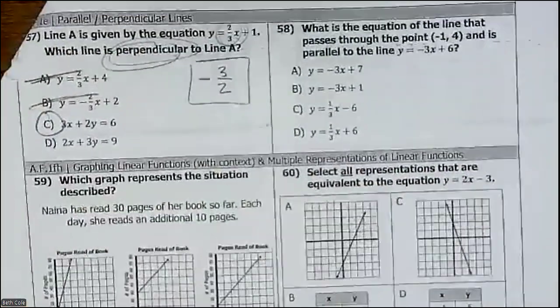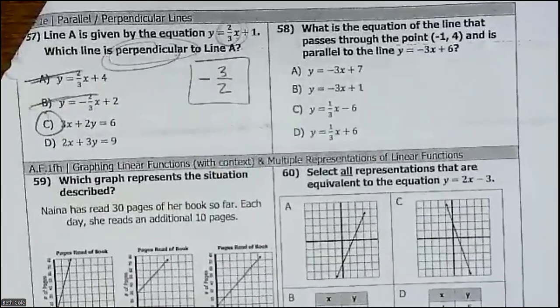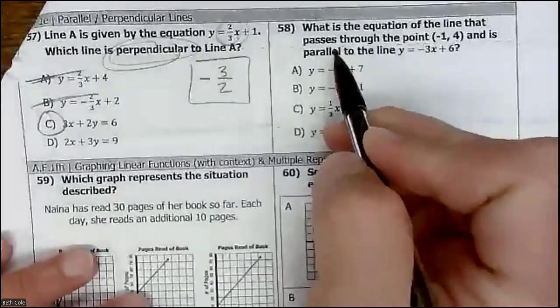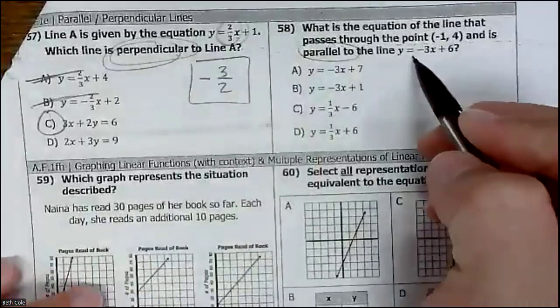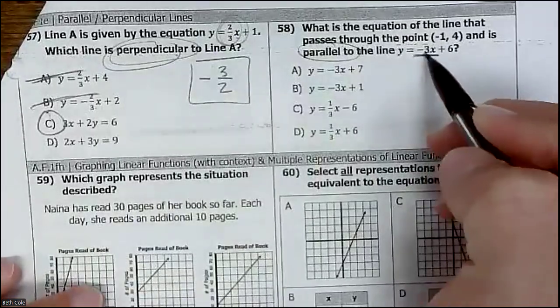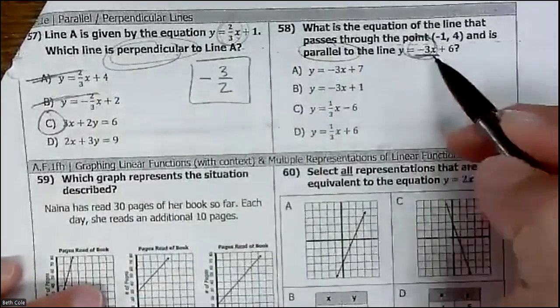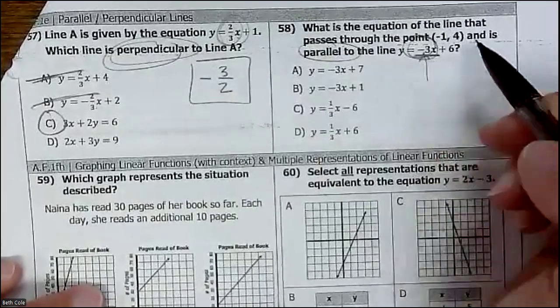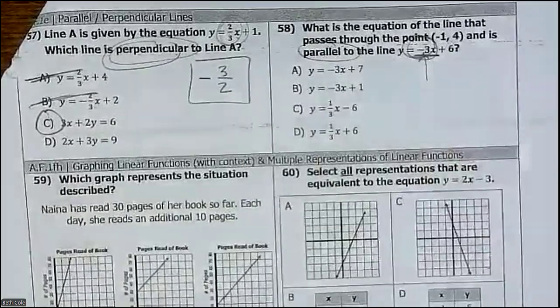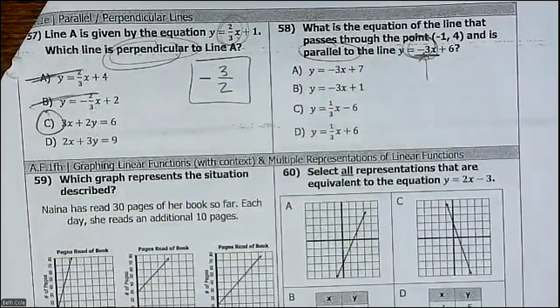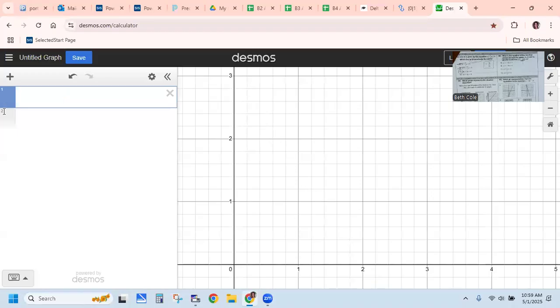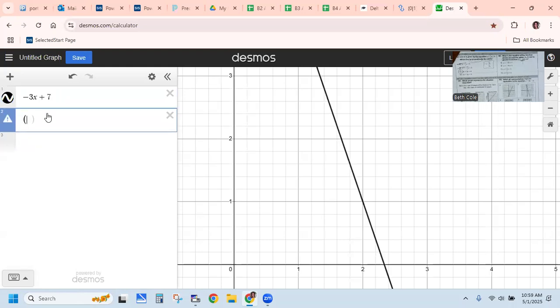Does the next one say parallel or perpendicular? I want you to read, so I'm not reading. It's parallel, so that means the same. What is the slope of this line? All right, so that means we want a slope of -3. We want it to be the same, and we want it to go through the point -1, 4. So I'm going to test each of my choices, see which one does that. What is the first one? -3x plus 7. What point was it we wanted to go through? -1, 4. All right, does that go through -1, 4?